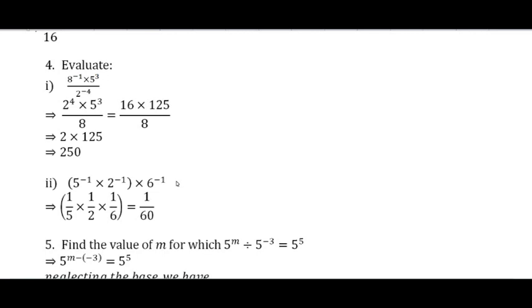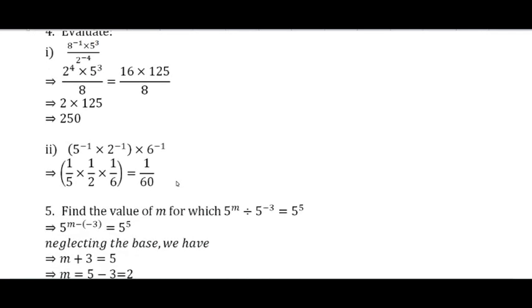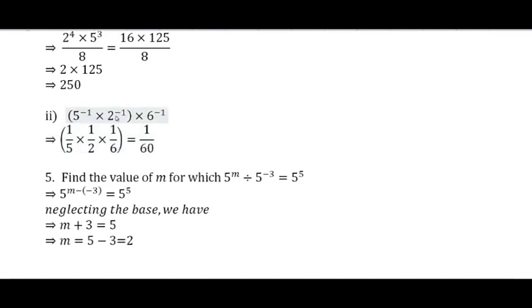2 to the power 4 into 5 to the power 3 by 8. 2 to the power 4 is 16, 5 to the power 3 is 125 by 8. So simplify it. With 8, 16 is 2 times. So 2 into 125 is 250. Just like that in sub number 2 also, 5 to the power minus 1 into 2 to the minus, so everything we have made into positive. 1 by 5, 1 by 2, 1 by 6 altogether. 1 into 1 into 1 is 1 always. 5 2s are 10, 10 6s are 60, like that.